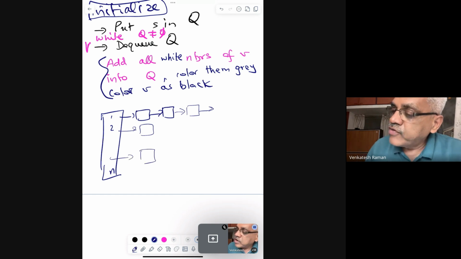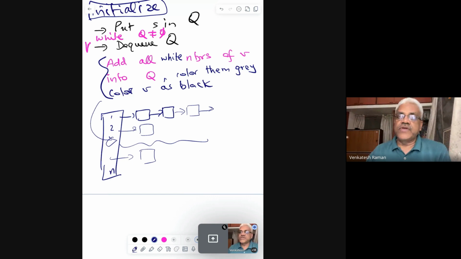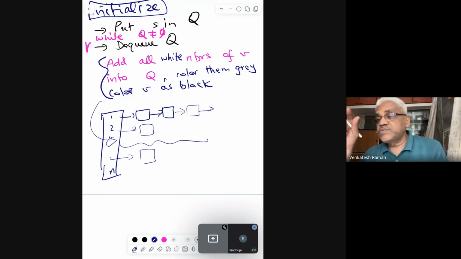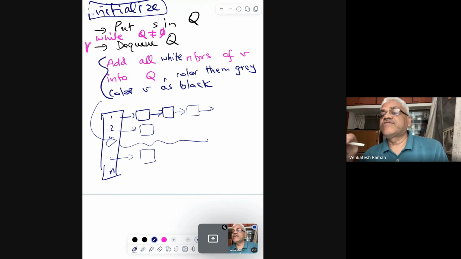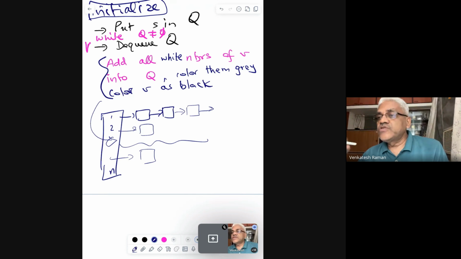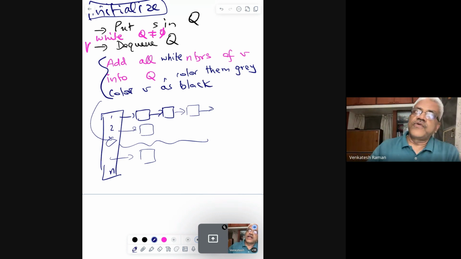So now, if I want to go to V, whatever V is, some number, I go here and then I traverse all its neighbors. So how much time will it take? Degree of that vertex. N in the worst case, but more precisely, degree of that vertex. That is the time it takes to visit all its neighbors. And then coloring V black is constant time, no problem.